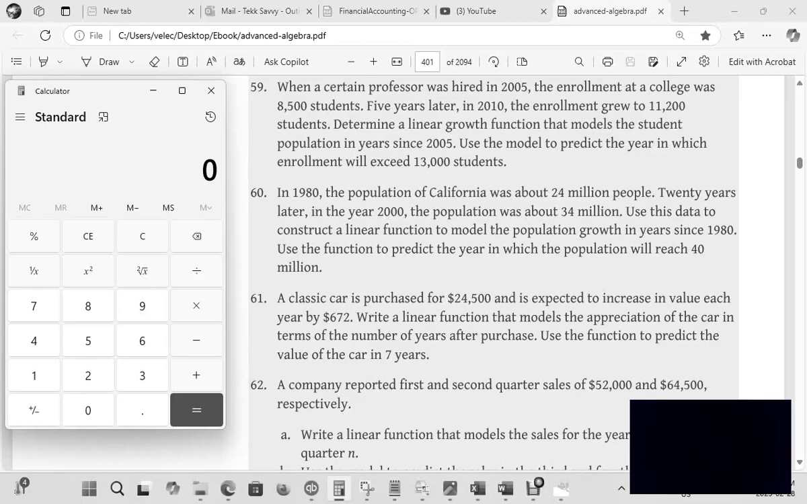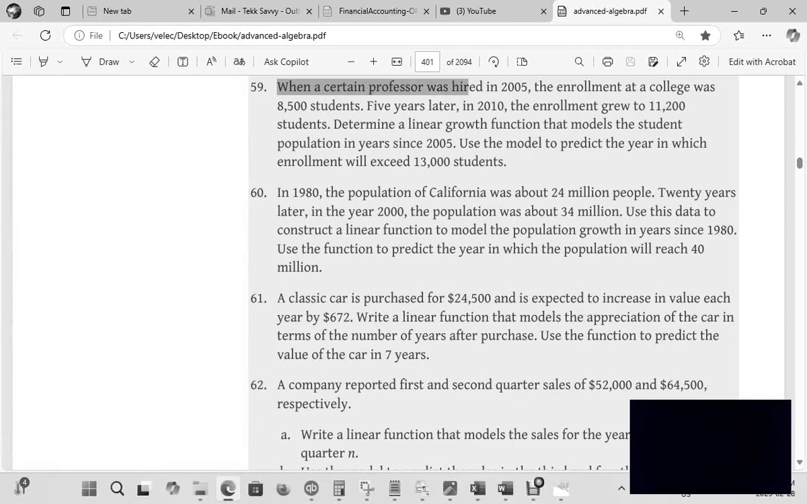Okay, starting 59. When a certain professor was hired in 2005, the enrollment at a college was 8,500 students. So we know that this is your base. 5 years later, in 2010, the enrollment grew to 11,200. Determine a linear growth function that models the student population in years since 2005. Use the model to predict the year in which enrollment will exceed 13,000 students.